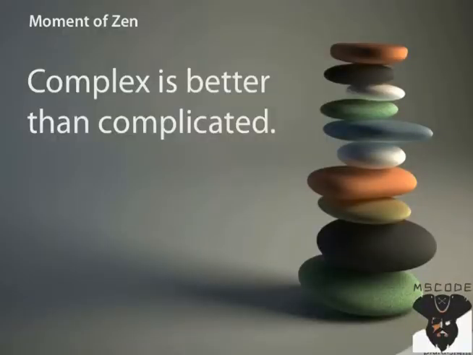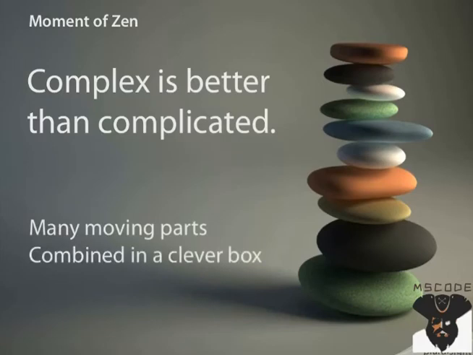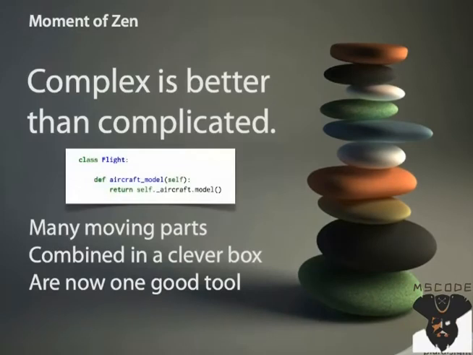Complex is better than complicated. Many moving parts, combined in a clever box, are now one good tool. The aircraft model method is an example of complex is better than complicated. The flight class is more complex, that is, it contains additional code to drill down through the aircraft reference to find the model. However, all clients of flight can now be less complicated. None of them need to know about the aircraft class, dramatically simplifying the system.